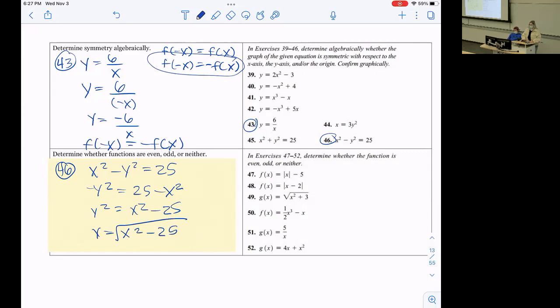And then I'm going to plug in negative x for x to see what we get. So we will have y equals negative the square root of negative x squared minus 25. And with that square, we're actually just going to get x squared minus 25 again. So we know that f of negative x is just going to equal f of x, which means that we have symmetry across the y-axis.